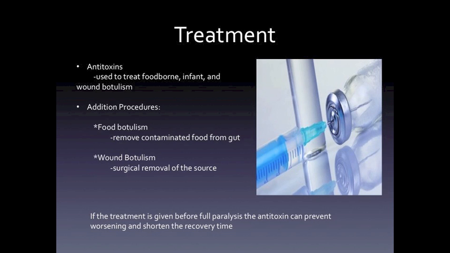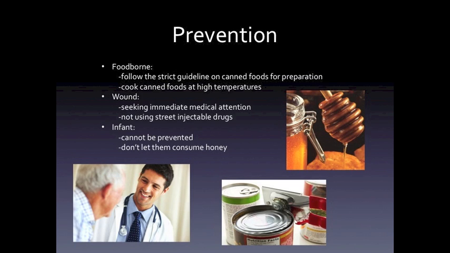If you get infected with botulism, you can take antitoxins that can get rid of the toxin. If the antitoxin is administered before full paralysis, it could possibly prevent the infection from getting worse and shorten the recovery time. Some prevention techniques to keep in mind are to cook your canned foods properly, at high temperatures.